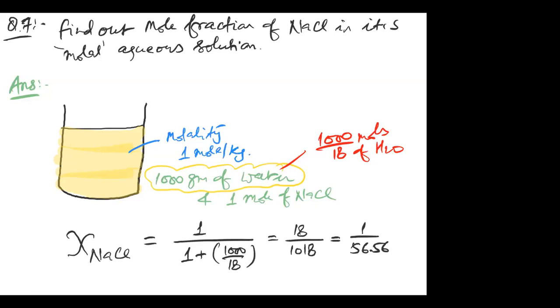So if we have to find out the mole fraction of NaCl in its molal aqueous solution, its molality is 1 mole per kg. It is the same as 1000 gram of water and 1 mole of NaCl. With 1 mole of NaCl, we have 1000 divided by 18 moles of water. And finally, the mole fraction of NaCl is 1 divided by the total number of moles, which comes out to be 1 divided by 56.56.